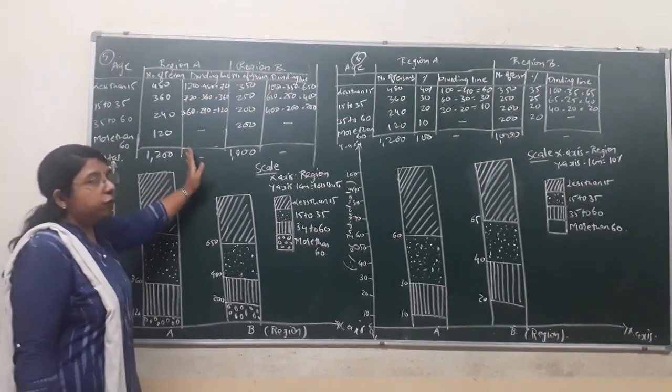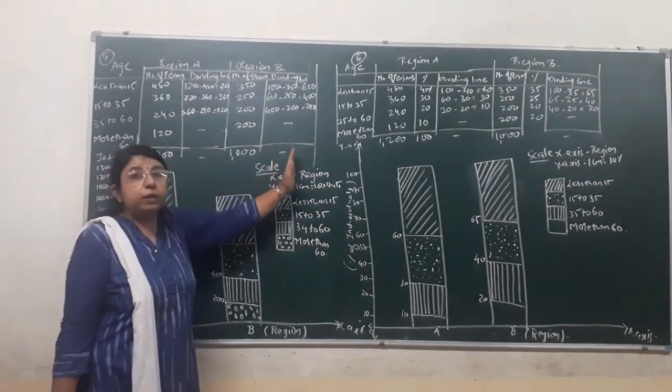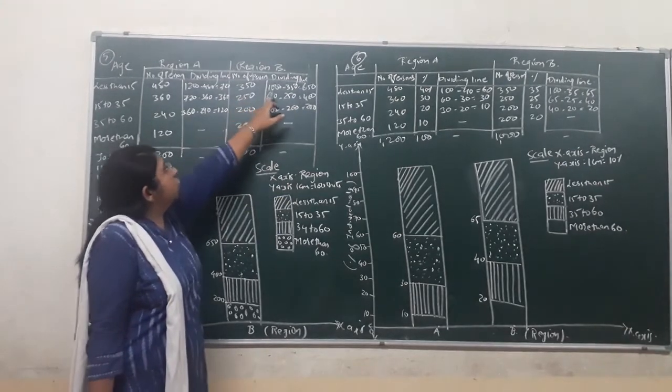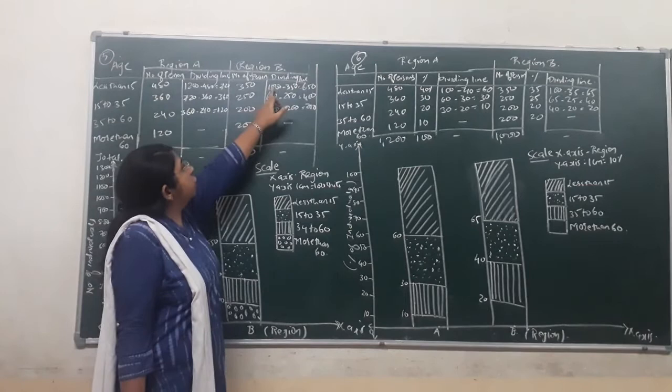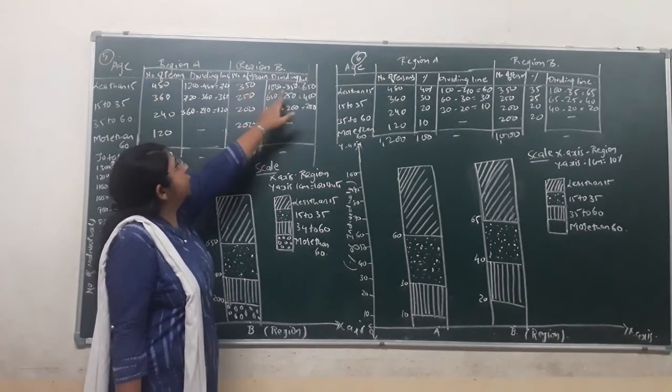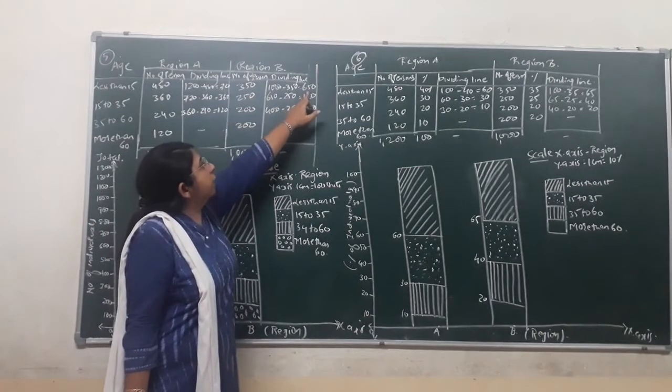Now as you have done for region A, in the same way you have to do for region B also. Here you can see the total that was given to you for region B, that is 1000. First of all, you have to subtract 350 from 1000, so the remaining would come to 650.